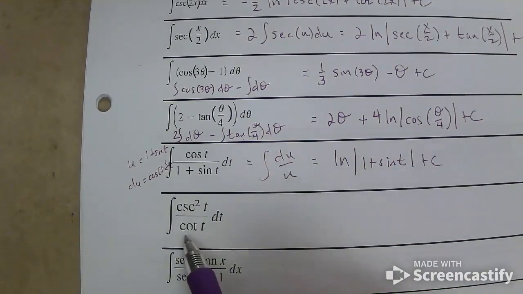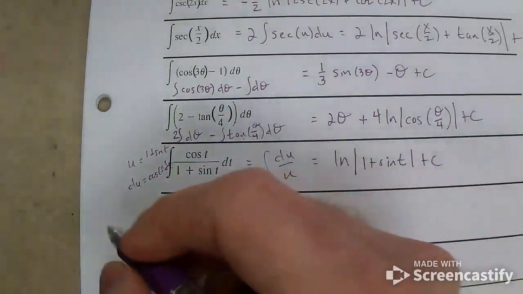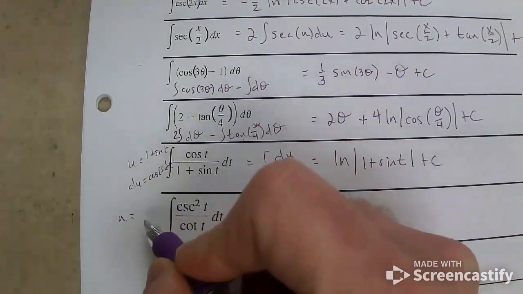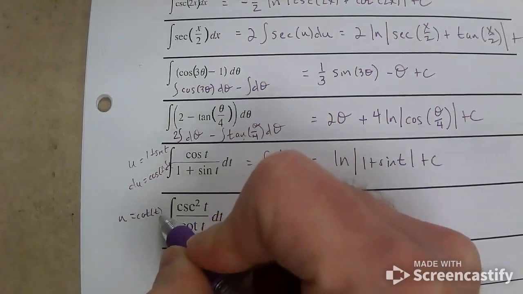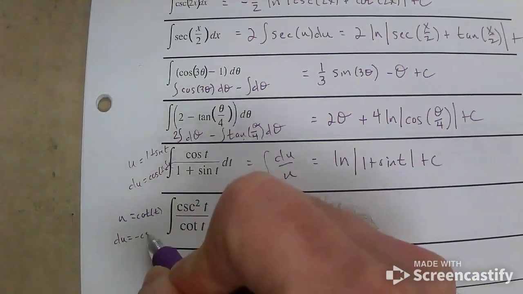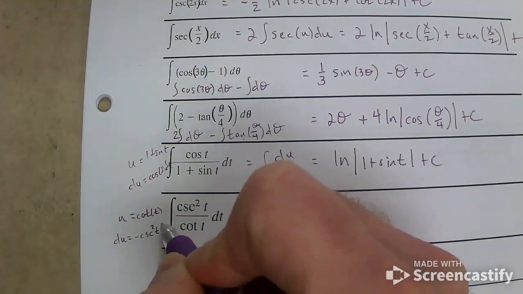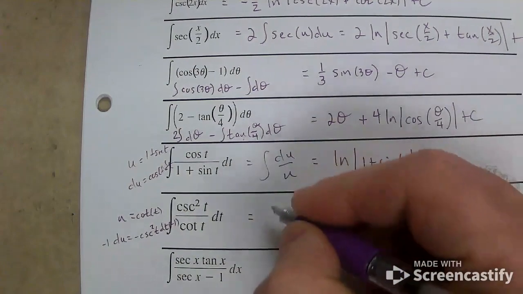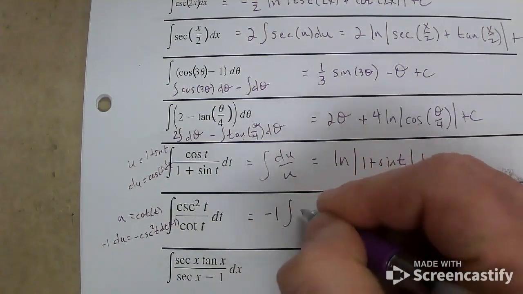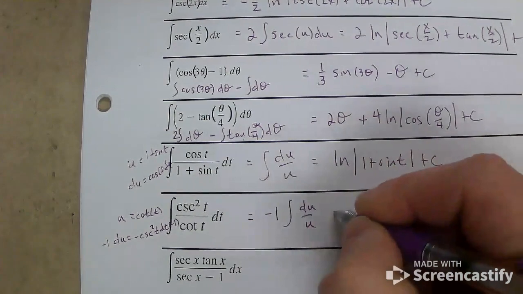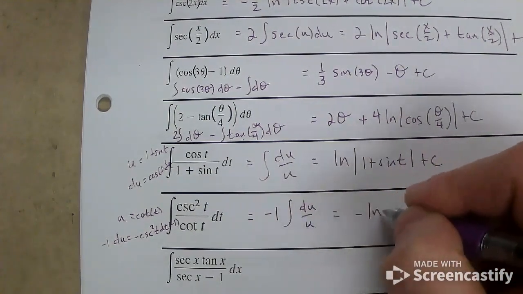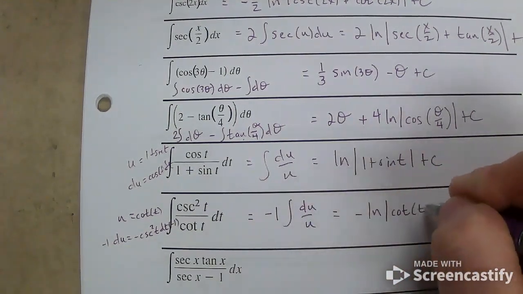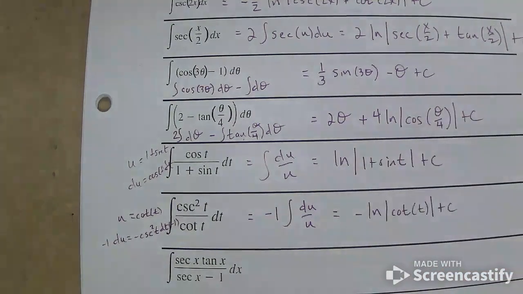To me, you can recognize that the derivative of cotangent is negative cosecant squared. So if I let u equal cotangent of t, then du equals negative cosecant squared t dt. So I'd multiply both sides by -1. So then this would become -1 integral of du over u. So then that would make that negative natural log of cotangent t plus c.